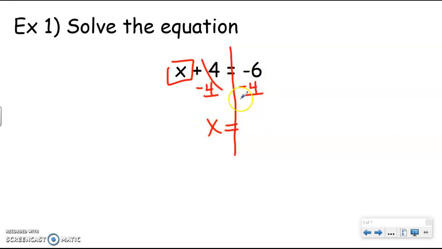If you need to, grab a calculator. Don't let this hold you up. -6 and -4: if you borrow $6 and have to borrow 4 more, you owe me $10. So we have -10 there.